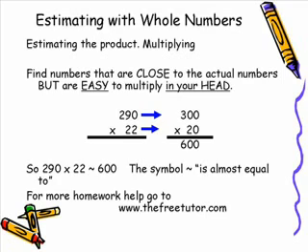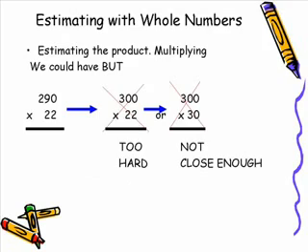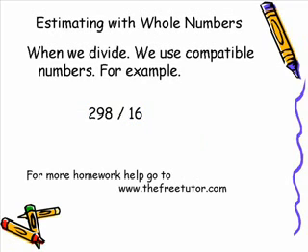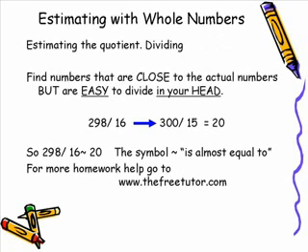Now notice we could have used some different numbers. We could have used 300 times 22, but that would have been harder than 300 times 20. Or we could have used 300 times 30, but those numbers are not as close. Again, I would encourage you to review these slides when using compatible numbers. We also use compatible numbers when we divide. For example, here we want to divide 298 divided by 16. We're going to change 298 divided by 16 to 300 divided by 15, and so the actual answer is pretty close to 20.